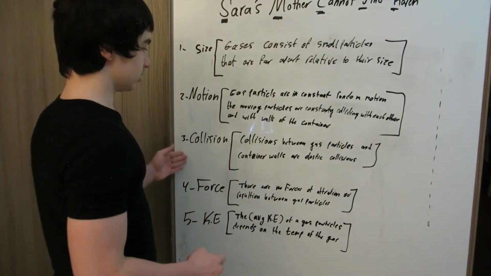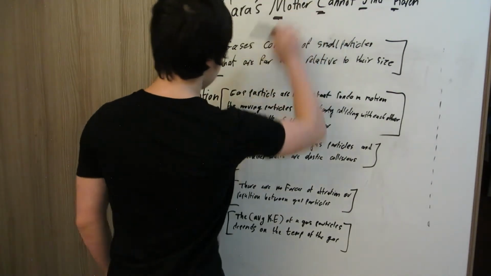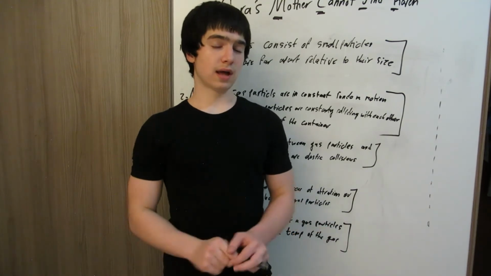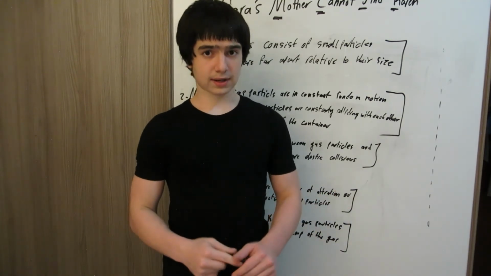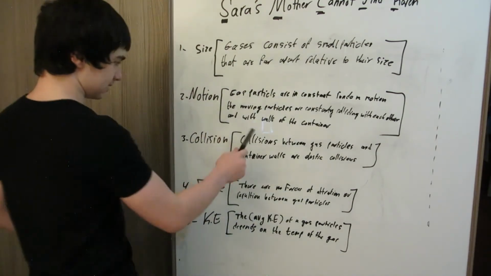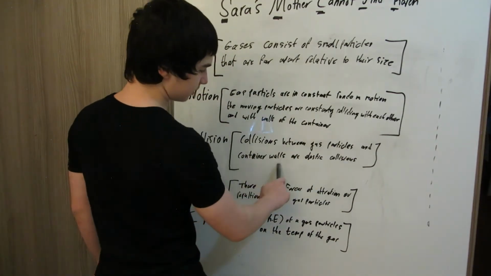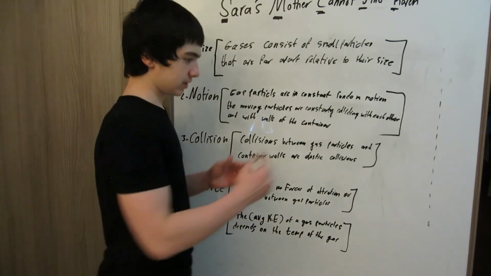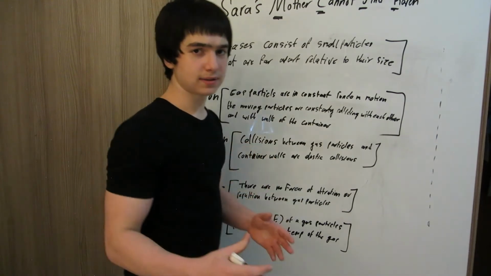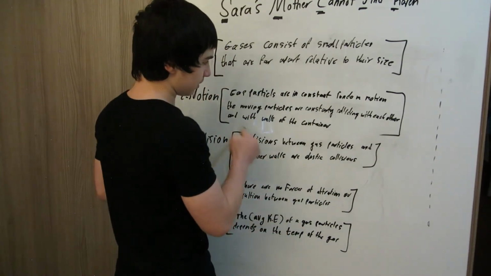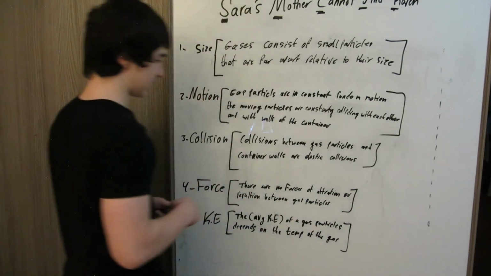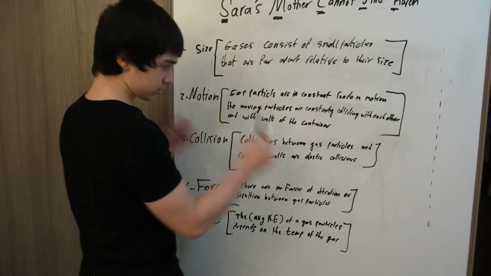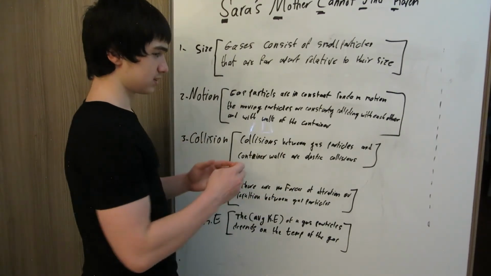Now let's talk about collision, which is the letter C. The rule says that collisions between gas particles and the walls of the container are elastic collisions. What does that mean? When we're saying particles, remember that we're not only talking about elements, but also molecules of gas. There are collisions between them, but they're considered elastic collisions.